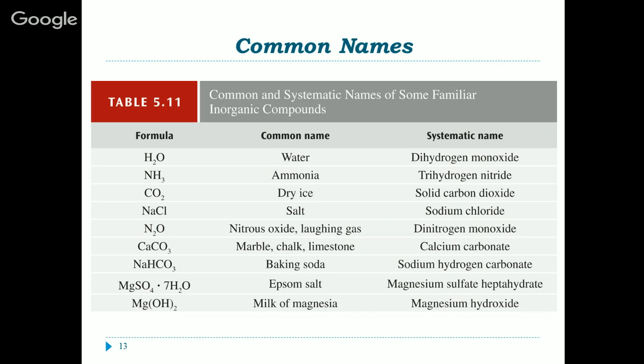And as always, there are common names for systematic names. So water, H2O, dihydrogen monoxide. Why? We have two hydrogens here, di, one oxygen, mono, dihydrogen monoxide. Ammonia, right? It's a cleaning agent. Trihydrogen nitride, dry ice, carbon dioxide. Here we see salt, which is an ionic compound, sodium chloride, etc. You do not have to memorize the systematic names for any of these compounds.